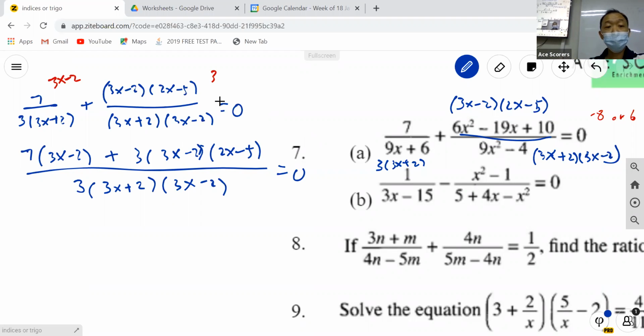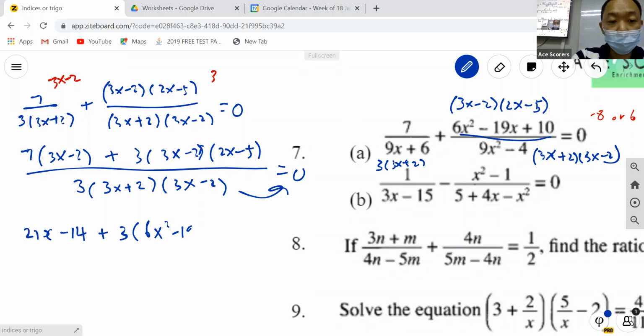Okay. So I don't want to cancel. I just want to write it out and you see what happens. So if I continue to write out, I will actually get this one times 0. So I get 21x minus 14 plus 3 times 6x squared minus 9x equal to 0. Okay, it's a super long equation which I need to rearrange.